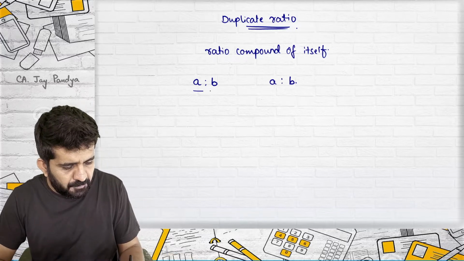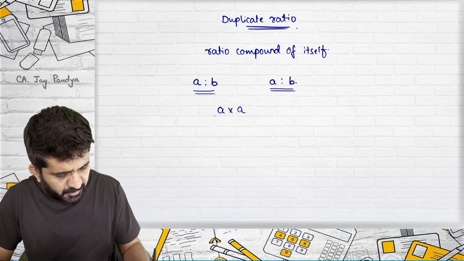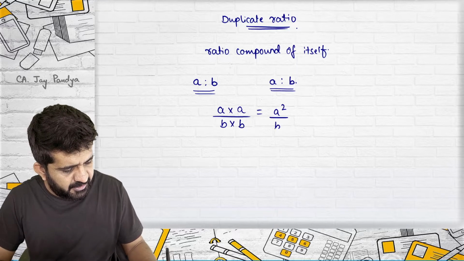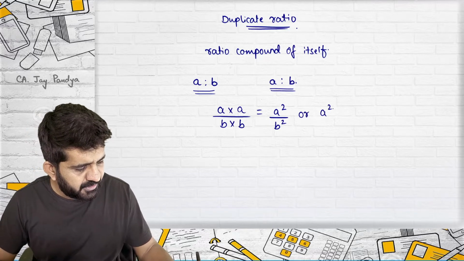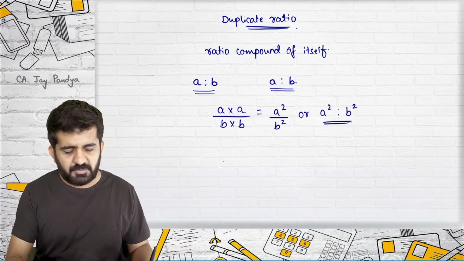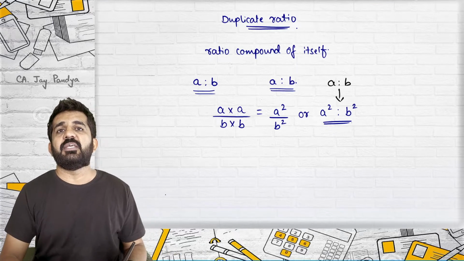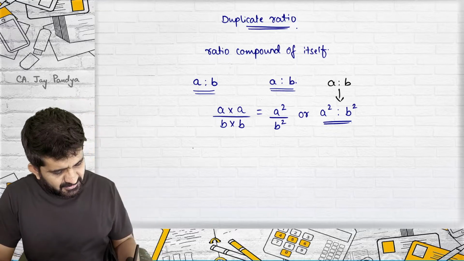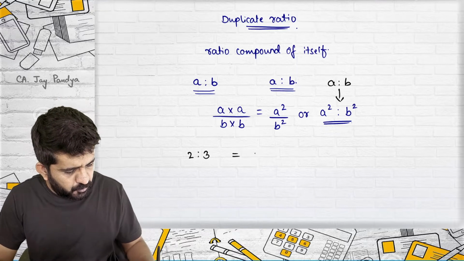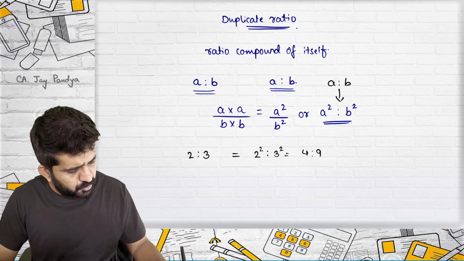Now what is ratio compound of these two ratios, A is to B and A is to B? It is A into A divided by B into B, which is nothing but A square divided by B square, or A square is to B square. So if someone asks me what is duplicate ratio of A is to B, duplicate ratio of A is to B is A square is to B square. Say a very simple example, 2 is to 3. Duplicate ratio of 2 is to 3 is 2 square is to 3 square, which is 4 is to 9.